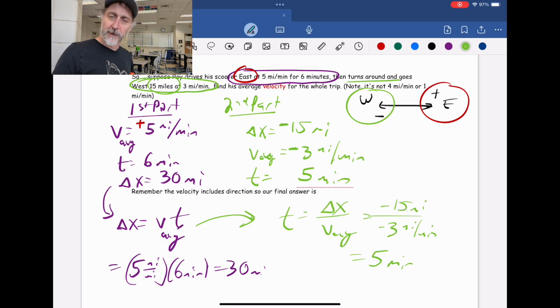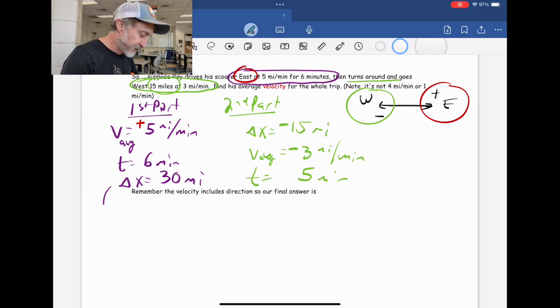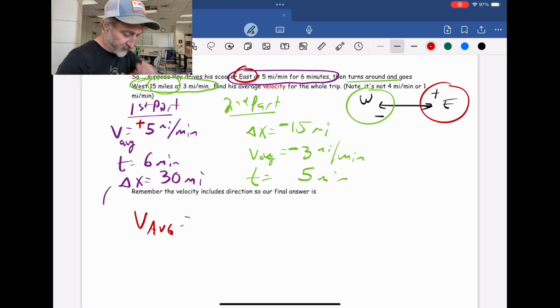Okay? So now I know everything there is to know about the two parts of the trip, so now we can solve this thing. So let's find his average speed. Whoops. Or average velocity, I'm sorry. V average would be, well, let's see, it's displacement for the whole trip over time for the whole trip.